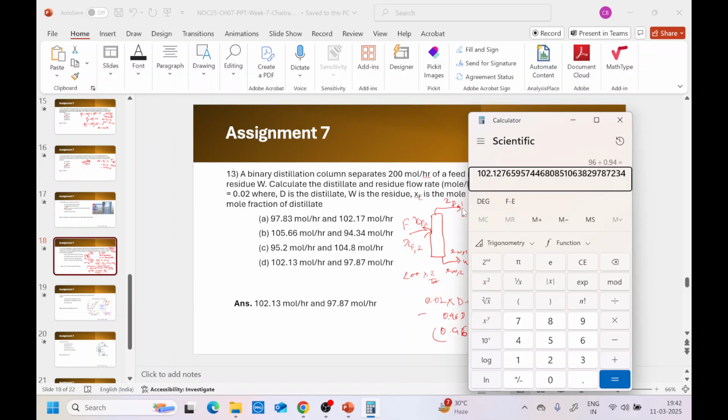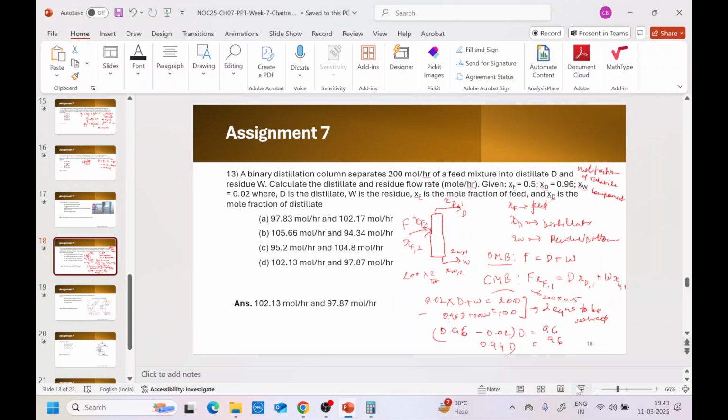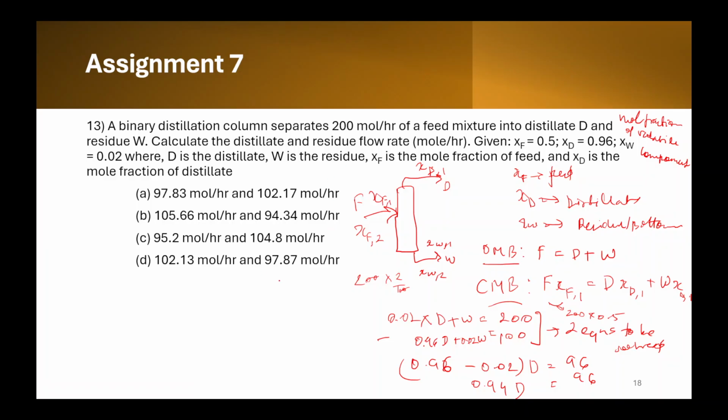So D comes out to be 102.13 basically. So D is 102.13 mole per hour. And then you can compute W as well. From this equation itself, W will be F minus D. That comes out to be 97.87 mole per hour. So the correct answer is D part.